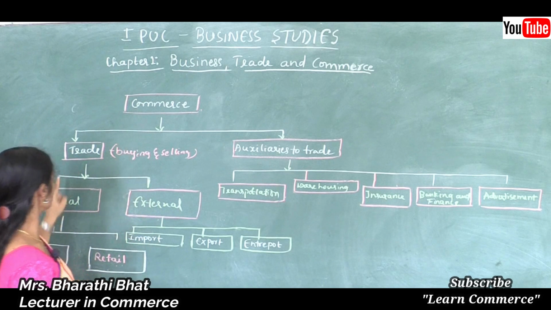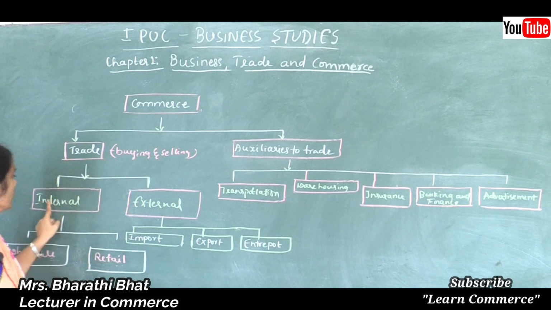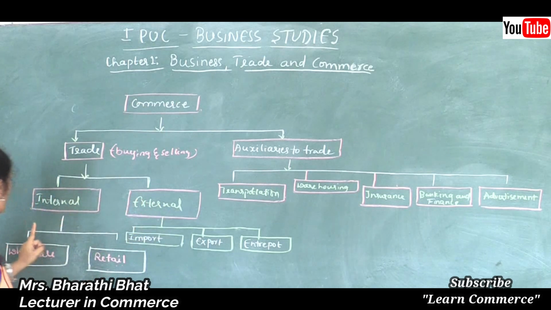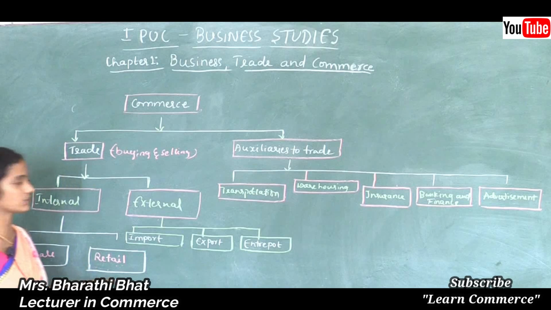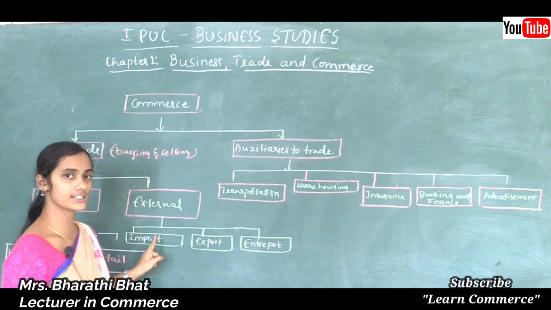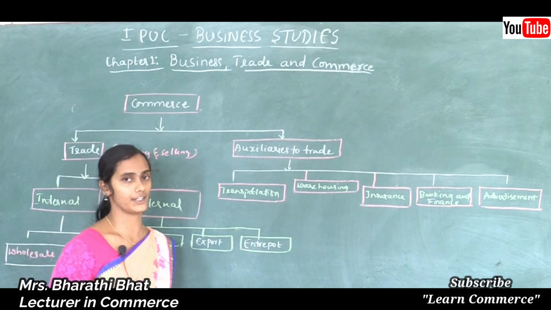Trade is classified into two classifications, internal and external. Internal trade is again classified into wholesale trade and retail trade. External trade is again classified into three types: import, export and interport.